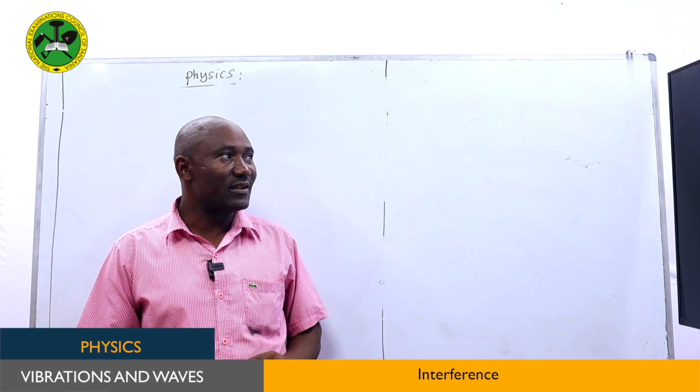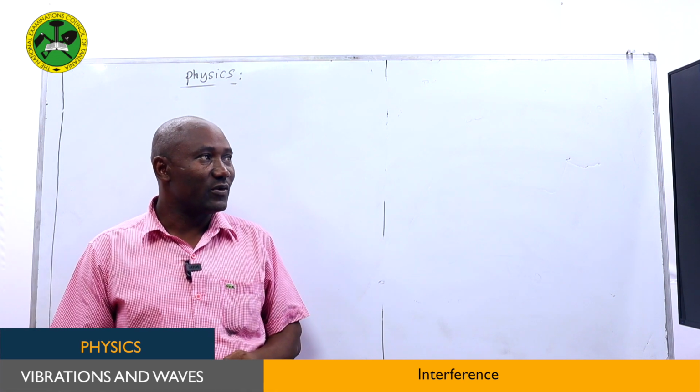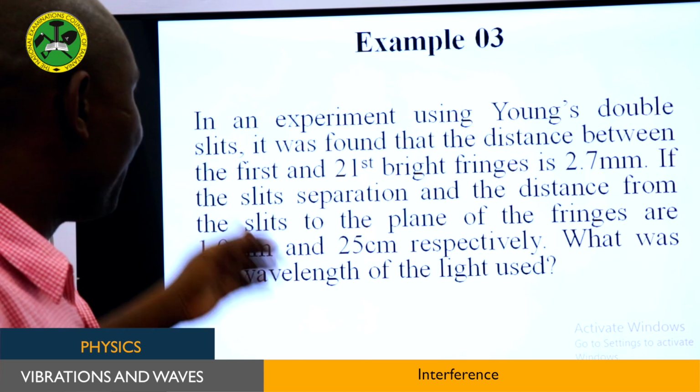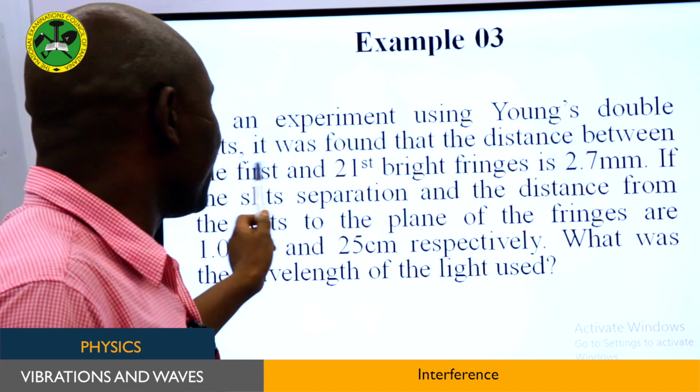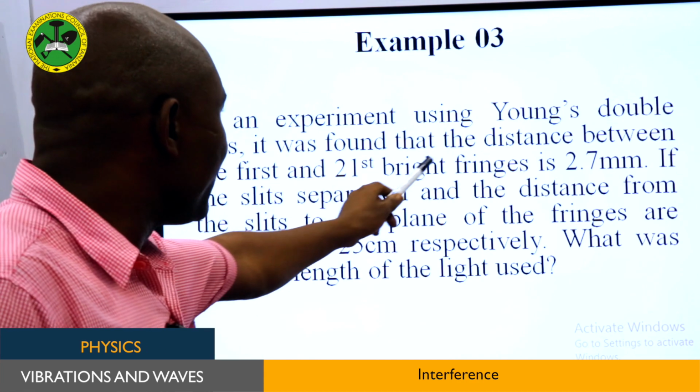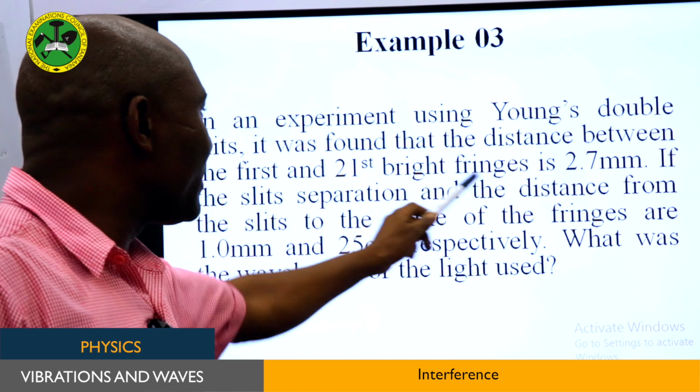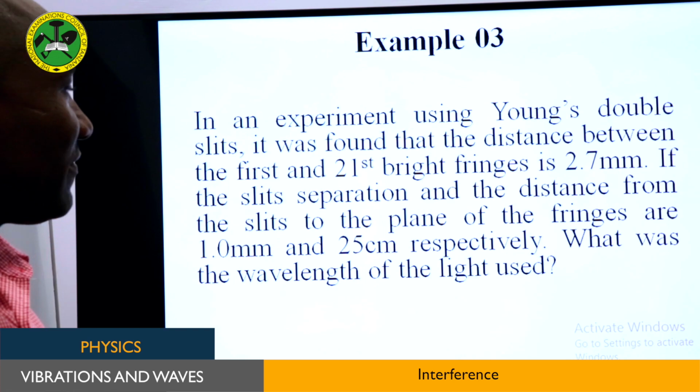Let's turn our attention now to example number 3. The question is, in an experiment using Young's double slits, it was found that the distance between the first and the 21st bright fringes is 2.5 millimeter.